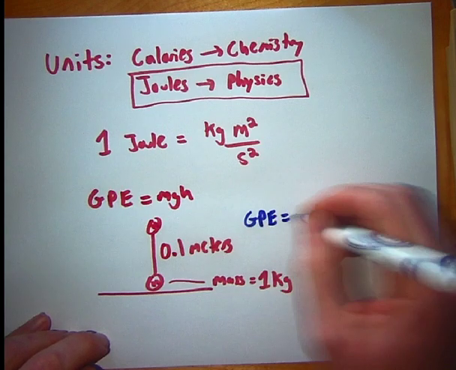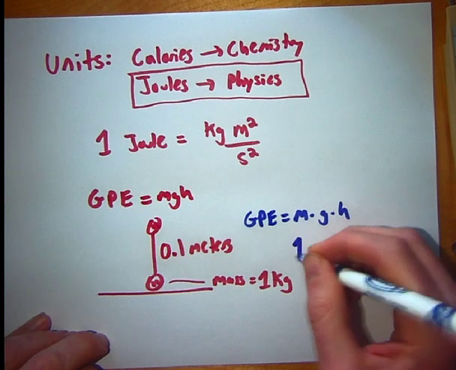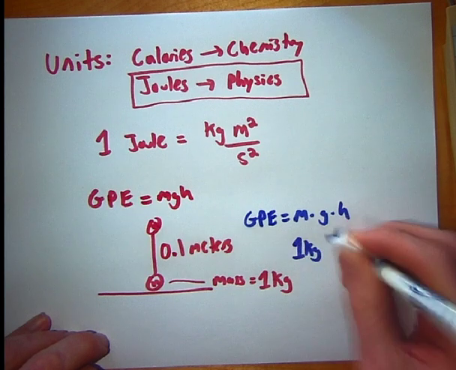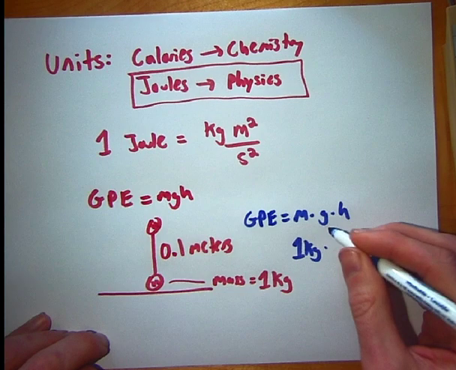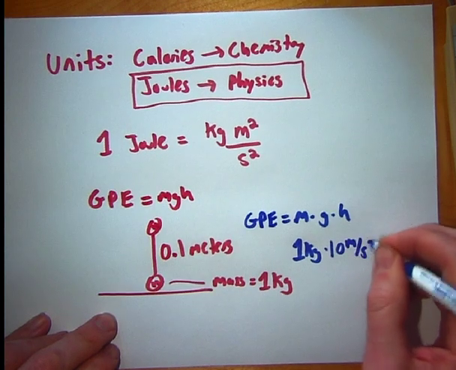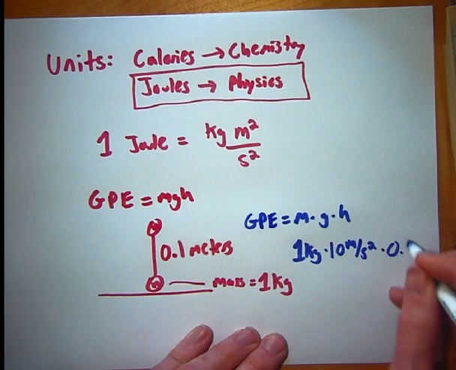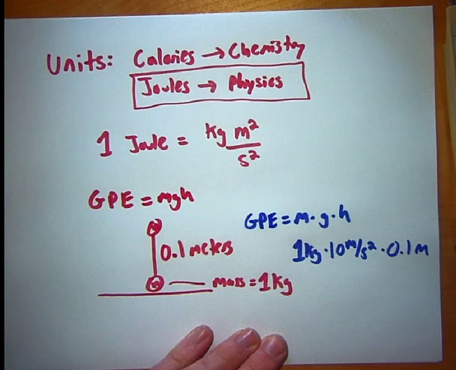GPE is m times g times h. The mass was 1 kilogram. Of course, g is 9.8, but we can just as well call it 10, and that's meters per second squared for g. And then my height over here is 0.1 meters. So of course you see what I did here. I chose those numbers on purpose.